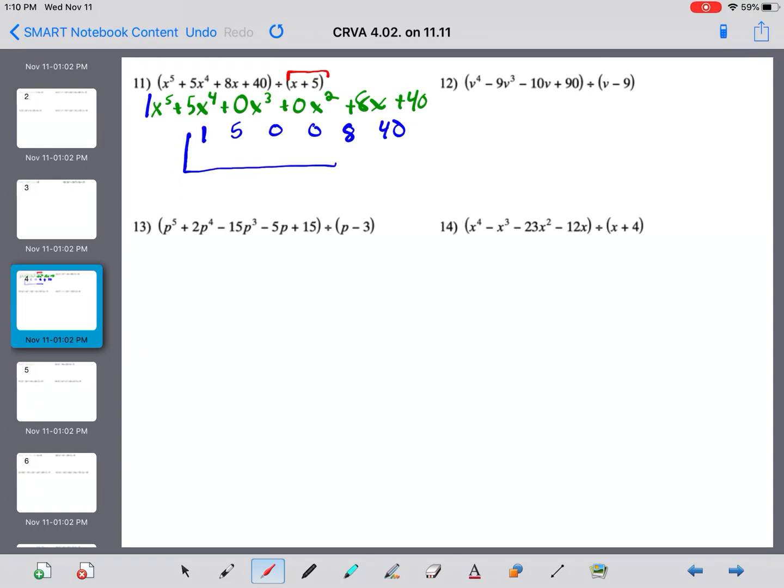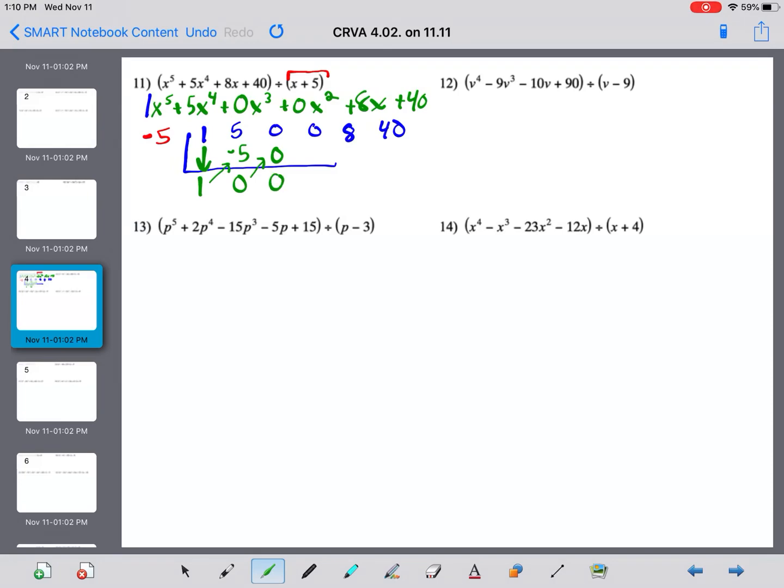What makes what we're dividing by 0? Negative 5. Negative 5 is my multiplier because negative 5 plus 5 is 0. Let's run the machine. Drop down the 1. Multiply the 1 by your multiplier, you get negative 5. Add them up, you get 0. 0 times negative 5 is 0.